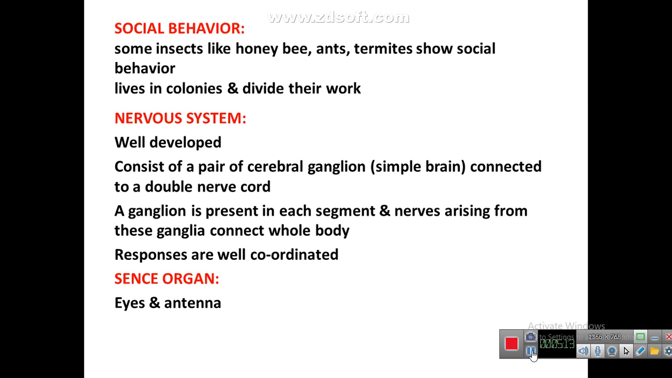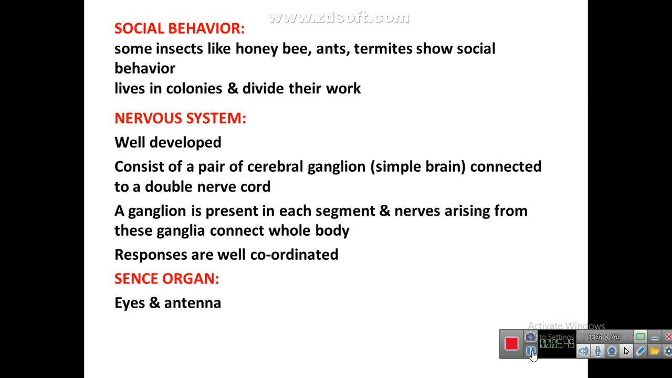Social behavior. Some insects like honeybees, ants, termites show social behavior. They live in colonies and divide their work, meaning there is division of labor. For example, in the case of honeybees, one of the bees known as the queen has the function of reproducing, while other bees known as workers collect the nectar from the flowers and help form the honey.